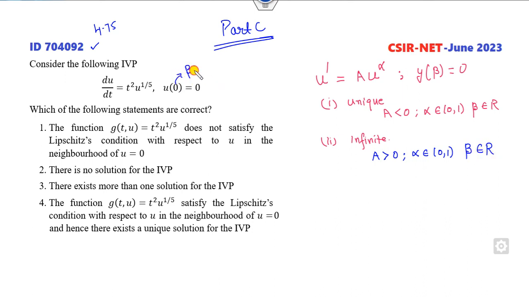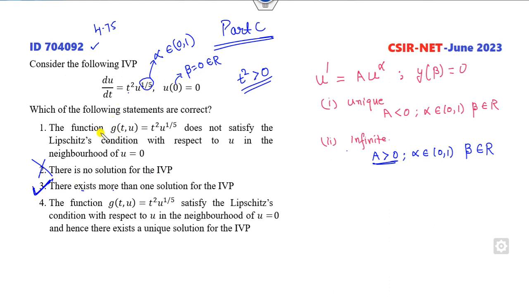So look at that. This is my beta, which is 0, which is a real number. This is my alpha. Alpha lies between 0 and 1. So look at that, t square. T square is always greater than 0, whatever the value of t from the domain. So it means it satisfies this property, and so this u has infinitely many solutions. So the second option is cancelled out. It exists more than one solution of the initial value problem is the right answer.